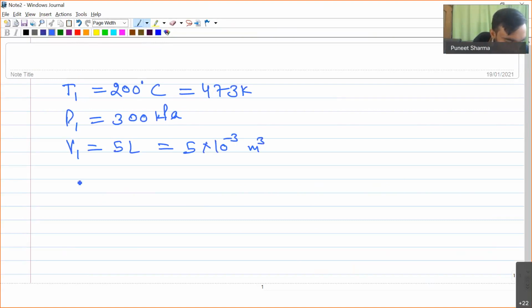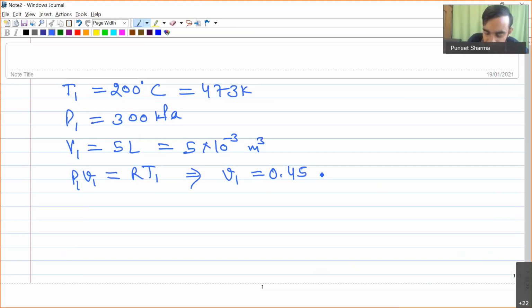Then I can determine the value of specific volume using PV is equal to RT. So I can write P1 V1 is equal to RT1. So from here, I know the value of P1, T1 and R for the nitrogen, which I can also calculate from the property table. So if I substitute these values, I will be finding the value of specific volume v1 as nothing but equal to 0.4525 meter cubes per kg.